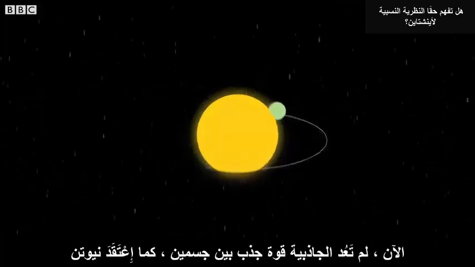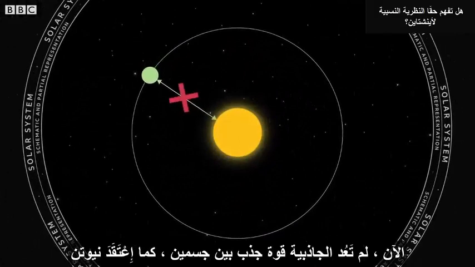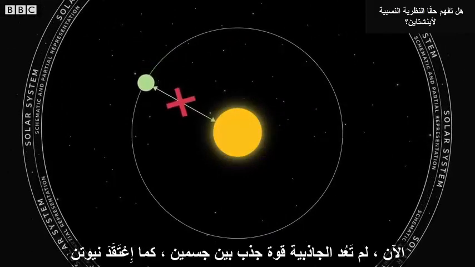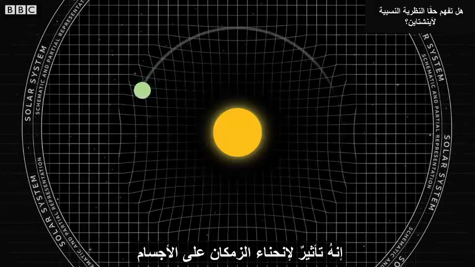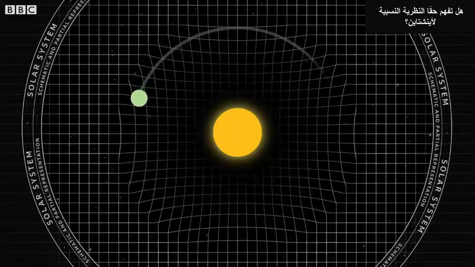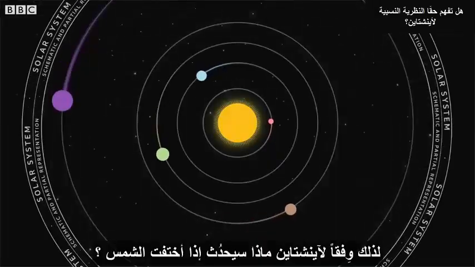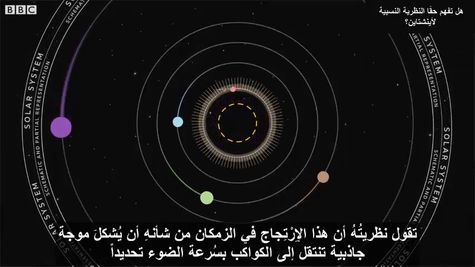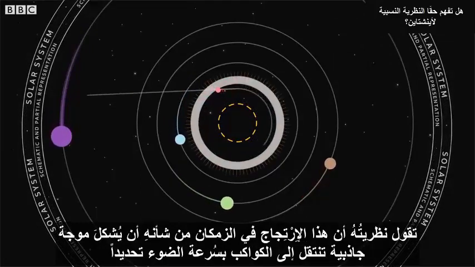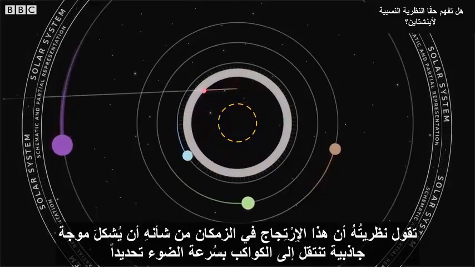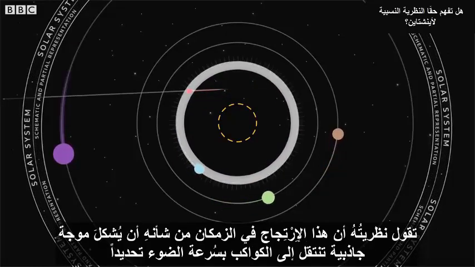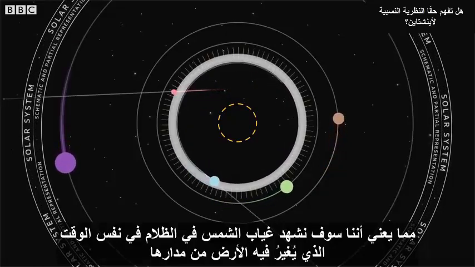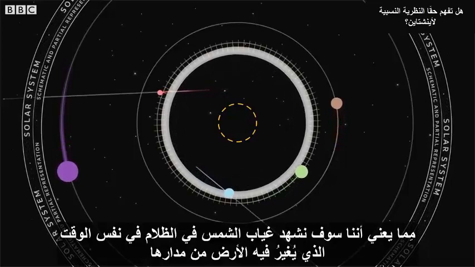Now, gravity is no longer considered a force of attraction between 2 bodies, as Newton thought. It is an effect of the space-time curvature on bodies. So according to Einstein, what would happen if the sun disappeared? His theory says this disturbance in space-time would form a gravitational wave that would travel to the planets at exactly the speed of light. That means we would see the sun go dark at the same time as the Earth changes its orbit.